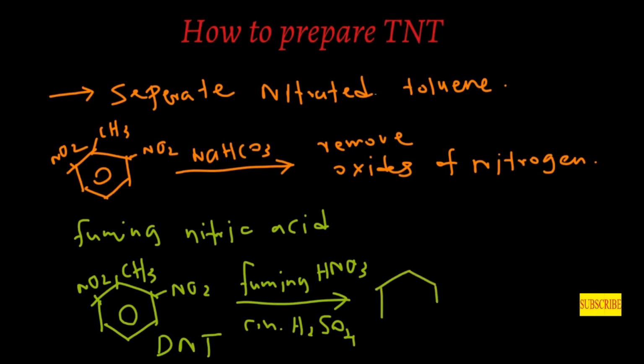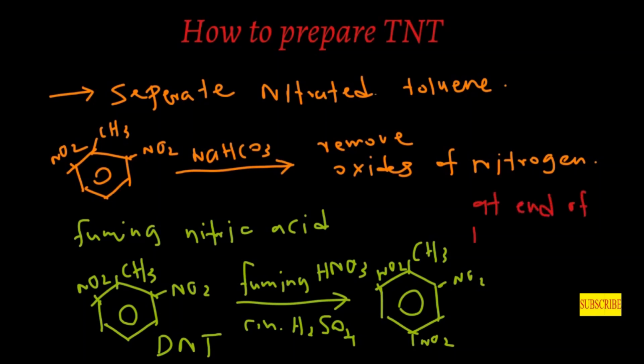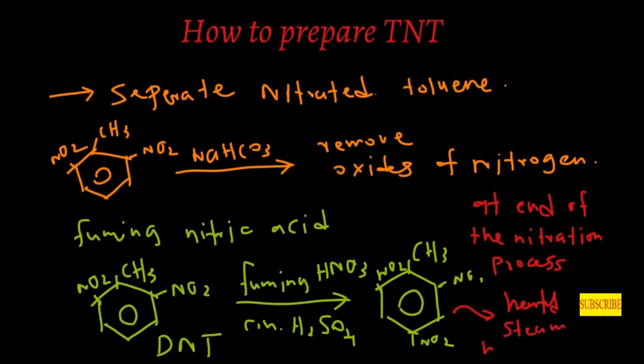This is the product of this reaction. TNT is produced. Then we need to obtain pure TNT. Generally, at the end of the nitration process of toluene, we need to have a heated steam bath to separately obtain TNT. The purpose of this stage is to get TNT.